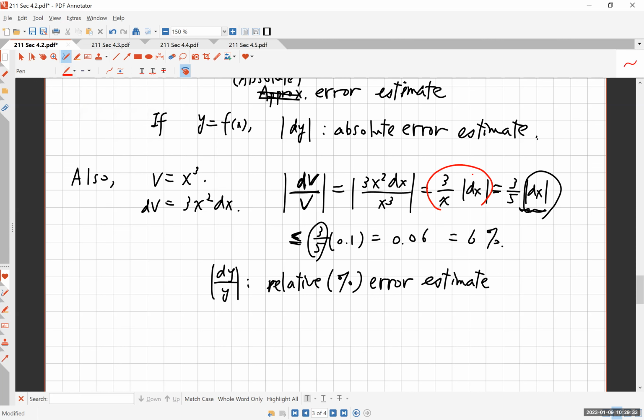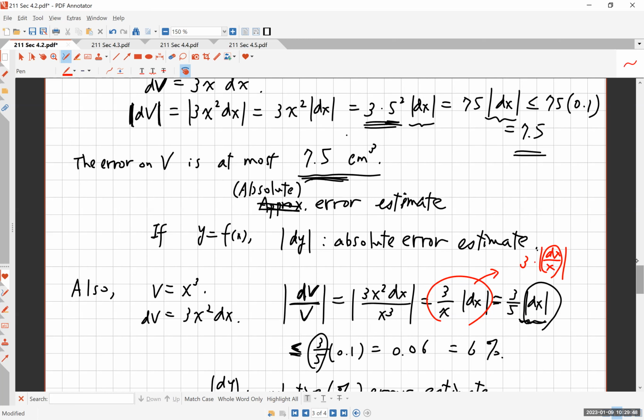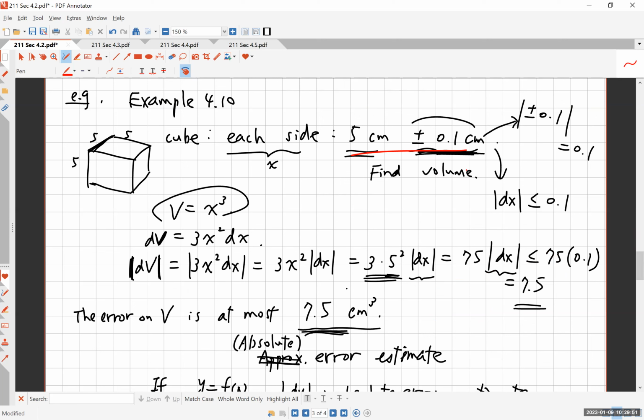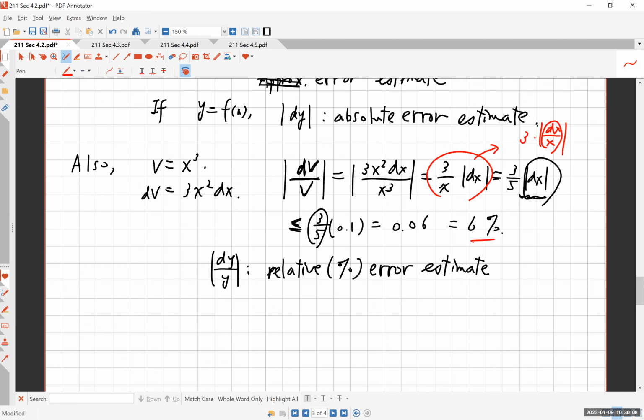At this point, you could have also said 3 times dx over x. So this is actually the relative error of the side length we calculated. 0.1 over 5 is 1 over 50, that's 2%. So a 2% relative error on the side length is going to create up to a 6% error on the volume, and that's because it's a three-dimensional object. Well, anyway, so that's the one.